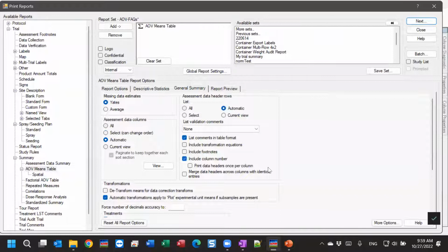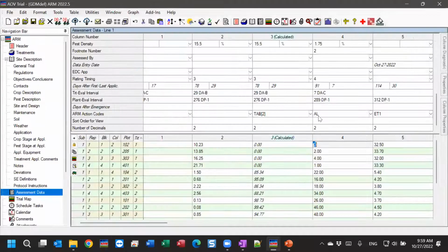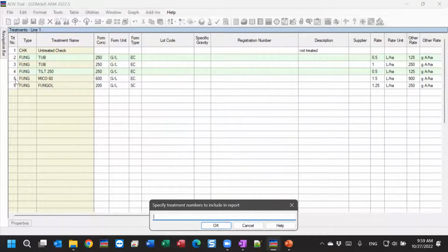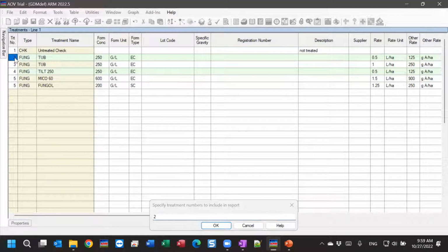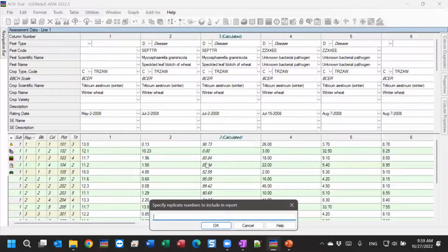I'm going to set my columns back to automatic. At the very bottom, there's a print selected replicates. So now when we generate a report, ARM is going to ask which treatment should we include. So if for some reason, across all the assessments, we don't want to include the check, we can do that. So 2 through 5, now all of the data for the check is going to be completely dropped out of the analysis. It'll still be in your trial, so you can always come back and run a report with it being included.